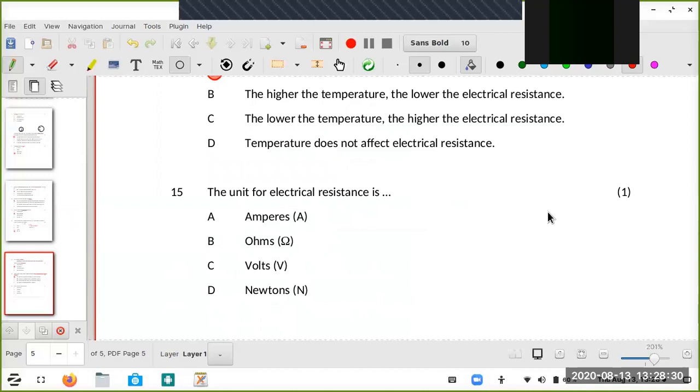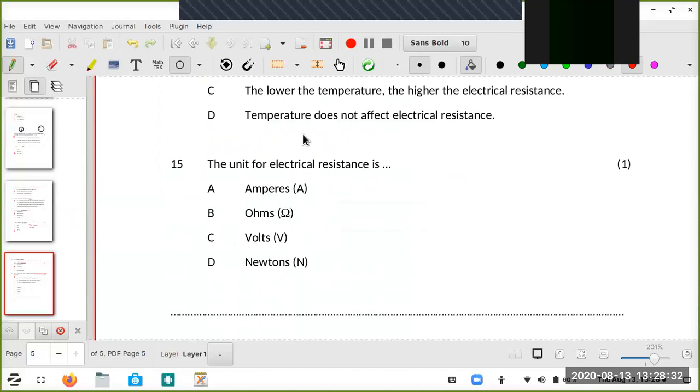Then number 15. The unit of electrical resistance. A, amperes. Amperes, this is the amount of charges that are passing a point per given what? Second, or in a second. So we find out that this is the amp. It's not electrical resistance. So A is out. Ohms. Ohms, this is the unit for resistance. And the symbol for ohms is omega, a Greek letter, it's omega. So this is the correct electrical resistance. But let's check.